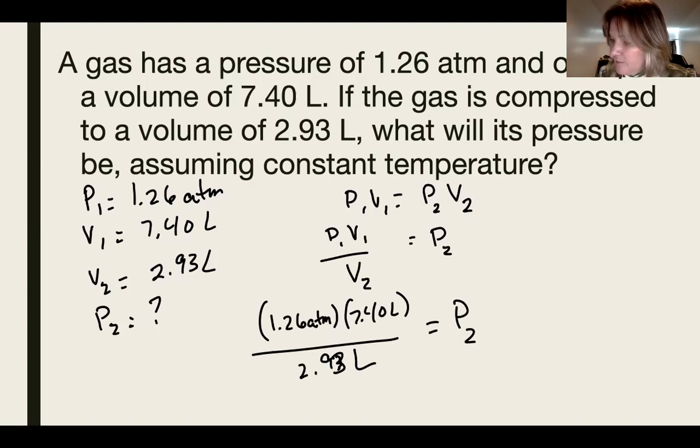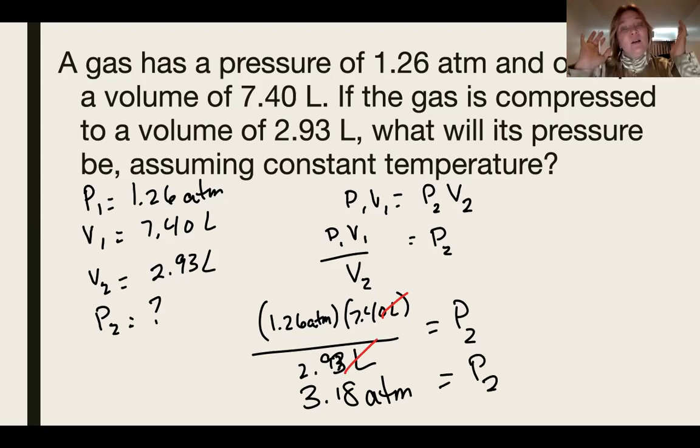Let me get my calculator again. 1.26 times 7.4 divided by 2.93, and that's 3.18. Oops, not liters, because I'm solving for pressure, ATM. And that would have helped if I had followed my own rules and cut my units. Anyway, 3.18 ATM.